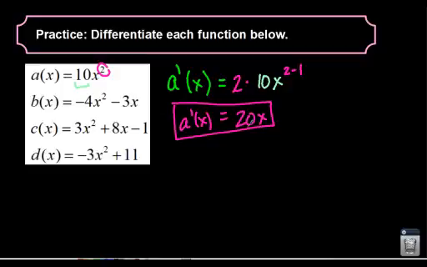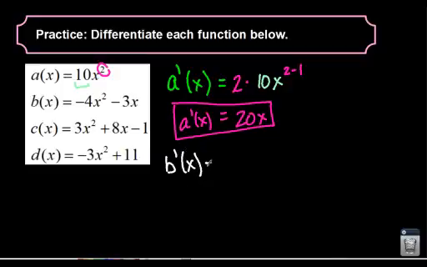So we use differentiation to find this. Now we could find the slope at any point on this curve, 10x squared, by plugging in an x value here. We'll get to that after we practice a few more differentiations. Okay, so let's do b of x now. I'm going to say that I'm finding the derivative of b of x, which is b prime of x.